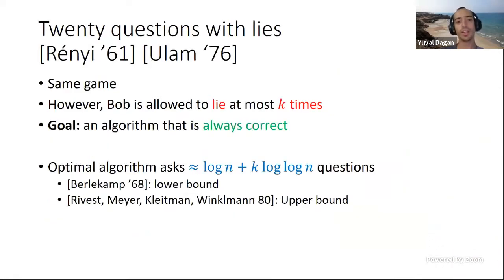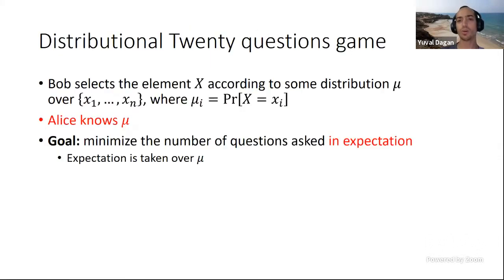Now I will add two different complications to this game. The first complication is allowing Bob to answer some of the questions with lies, and he is allowed at most k lies. Alice would have to figure out the true element always, regardless of the lies. This was studied in prior work already in the 60s and 80s, and the optimal strategy requires an additional k times log n questions. So that was the first generalization.